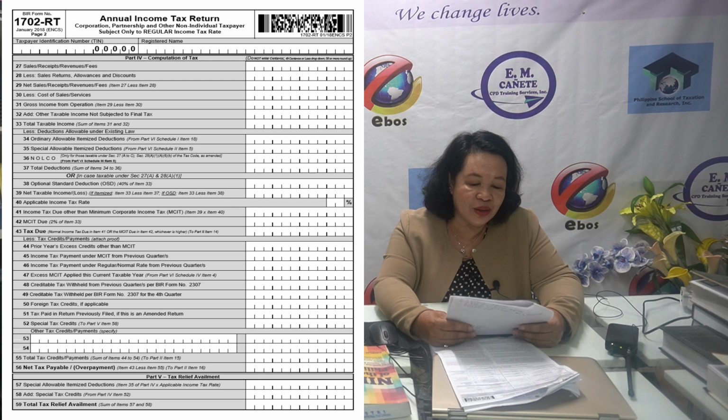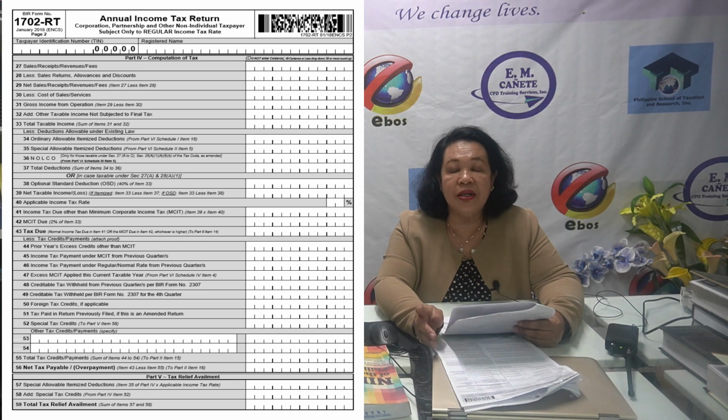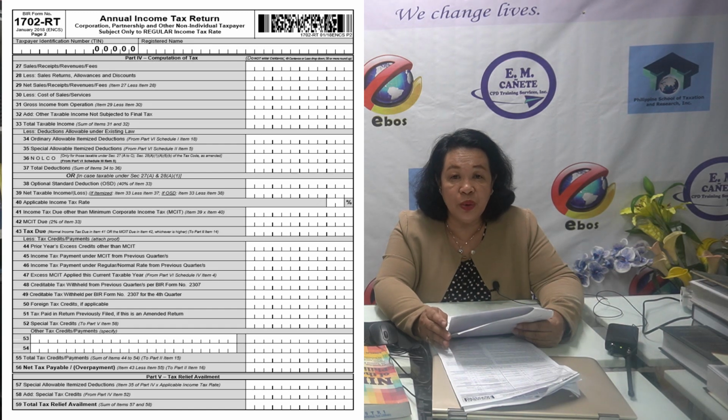The less cost of sales and services is very crucial for corporations. Why? Because we have to determine the cost of sales and services in order to determine the gross profit that is subject to MCIT, or the minimum corporate income tax, which is different from the individual. The individual has no minimum corporate income tax, unlike the corporations that are required by law to pay the minimum corporate income tax based on gross profit.